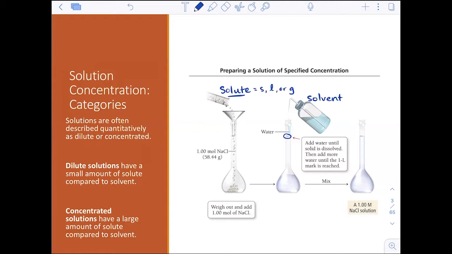But that mark tells you a specific volume for the total solution. It's a volume mark. Usually it's a whole number, something like 1 liter. It could be 500 milliliters. It could be 25 milliliters. They're very specific to the solution preparation.